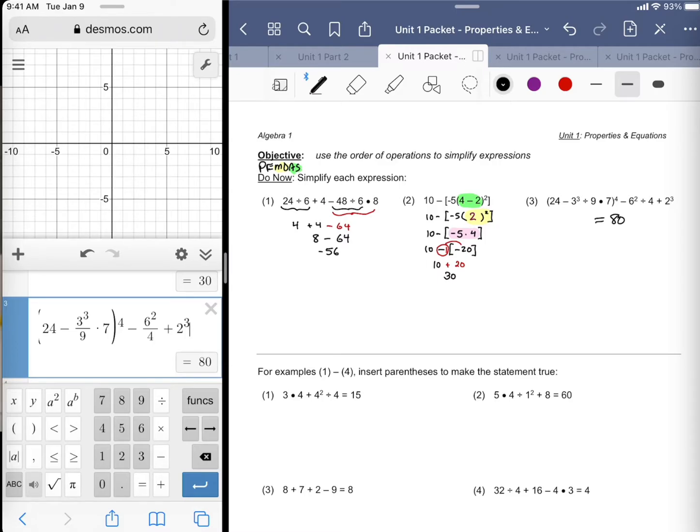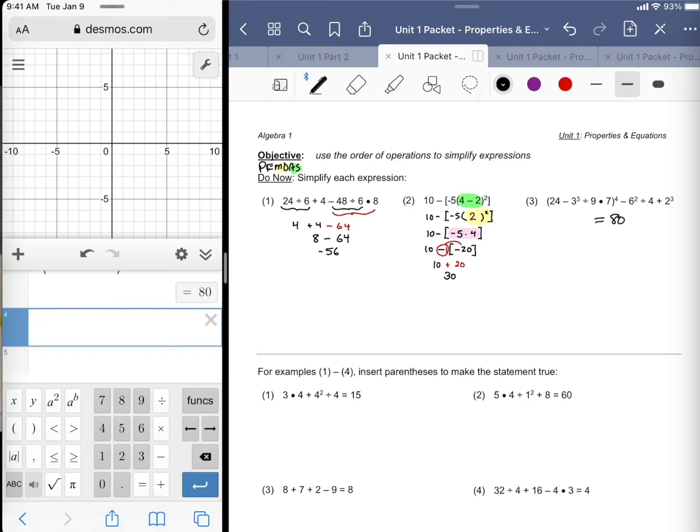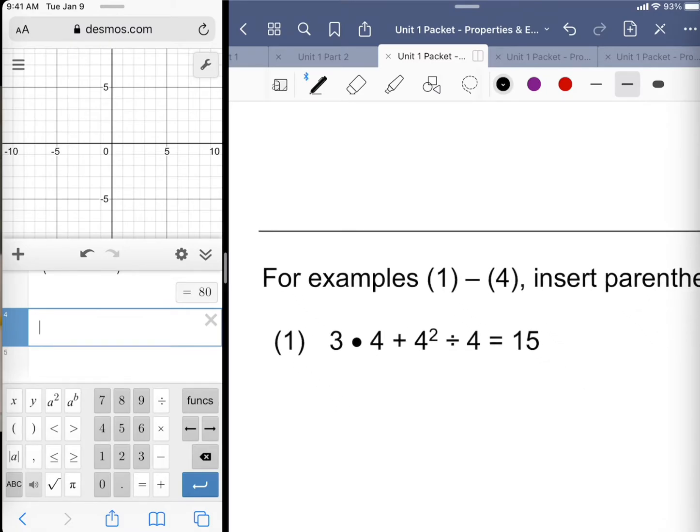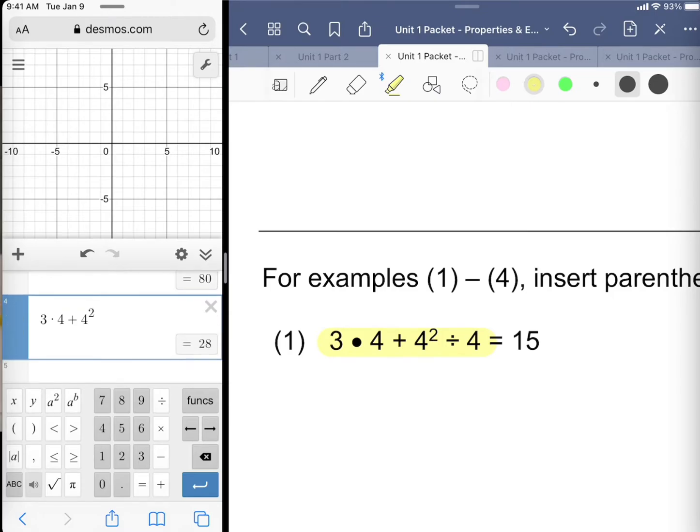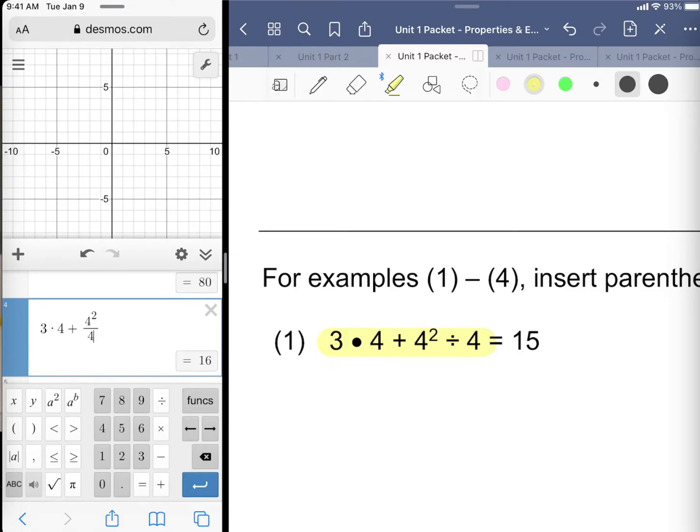All right, so insert parentheses to make the statement true. If I look at this expression here on the left-hand side, I want to make this have a value of 15. The first thing I would want to check is if it already has the value of 15 as written. So I'd type in 3 times 4 plus 4 squared. Then I'd divide it by 4, and that's 16. So it's not quite the way I'd want it to be.